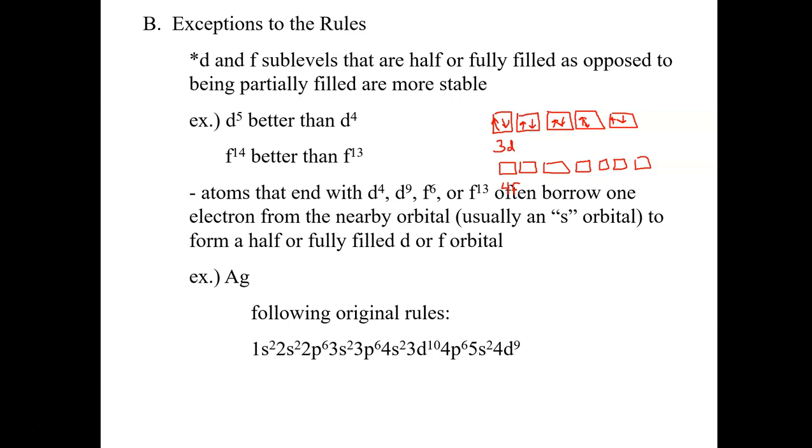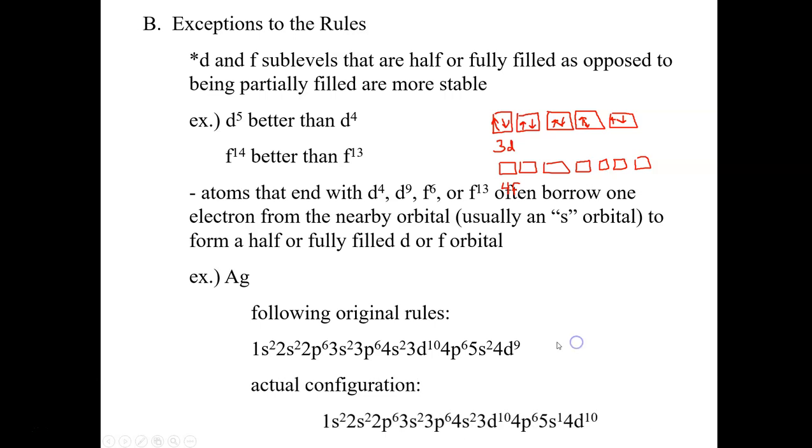So silver says, you know what? Instead of having to deal with this unstable sublevel here at the end, I'm going to borrow one of my electrons from the s right before it, and I'm going to bump that electron up and put it here. And so silver's actual configuration looks like this instead. The only difference is, at the end, it decided that its d would be more stable with 1 more electron, which it borrowed from the s right before it.